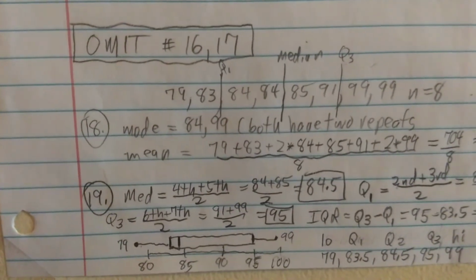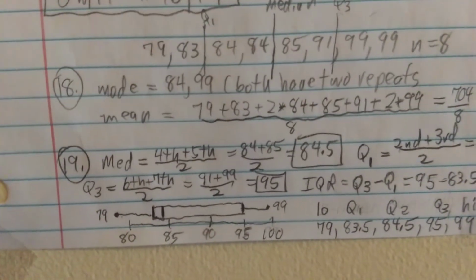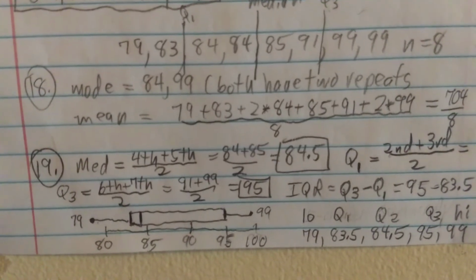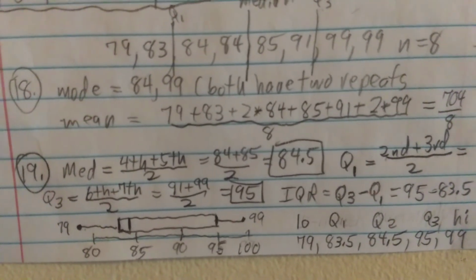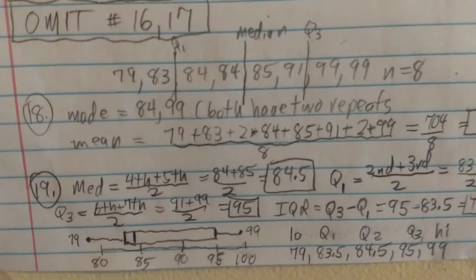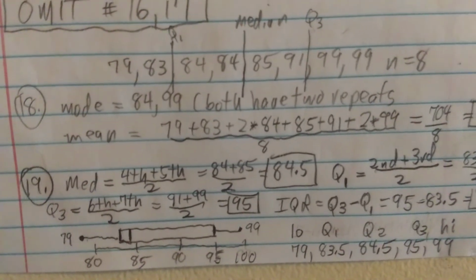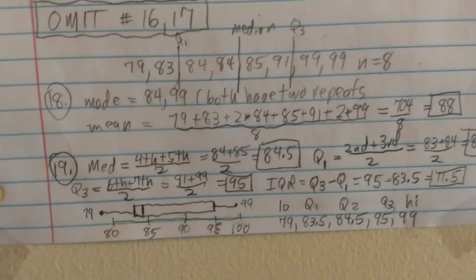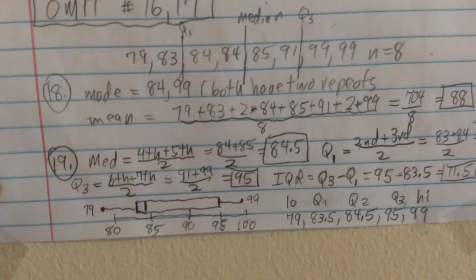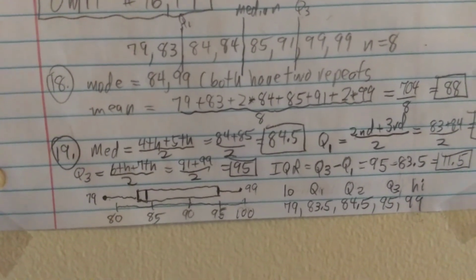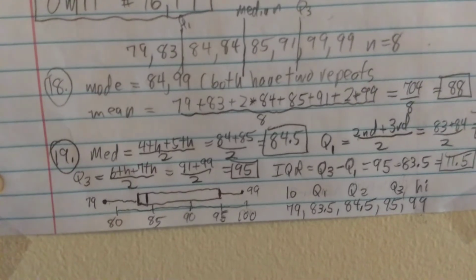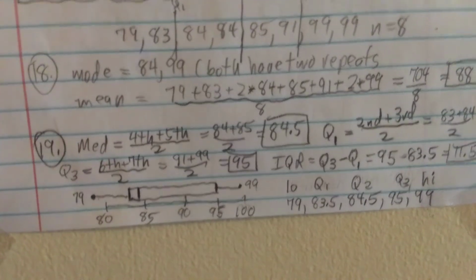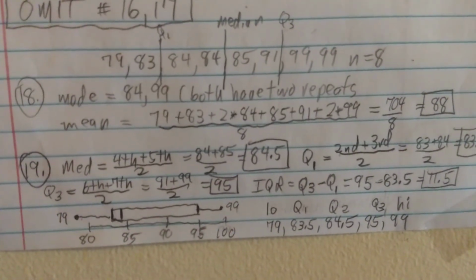So we're going to omit 16 and 17, and now on this set of 8 numbers, 79, 83, 84, 84, 85, 91, 99, 99, the median for 8 is artificially in the middle of the 4th and the 5th, and the Q1 is the median of the bottom 4, which is in between the 2nd and the 3rd, and the Q3 we see is the artificial number between the 6th and the 7th, halfway in between. But before we need that, we need the modes.